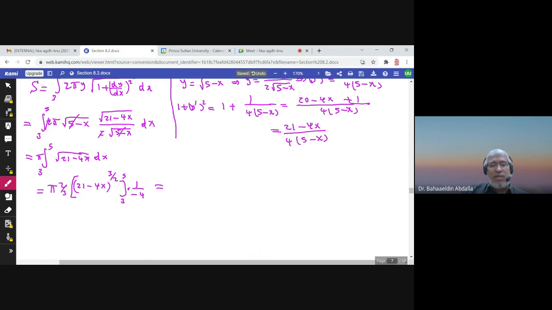So I will write it. Now 2 over 4 is half. So I have -pi over 6. Okay. And then I have 21 minus 4 times 5, so it's 1, minus 21 minus 12. That's 9.